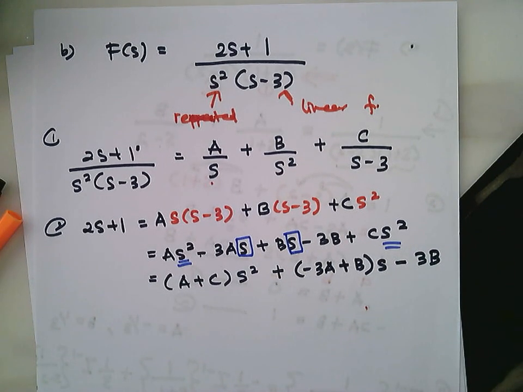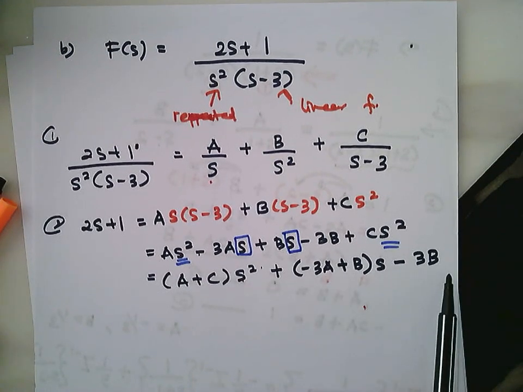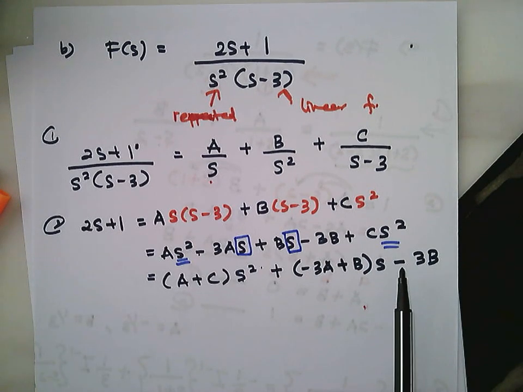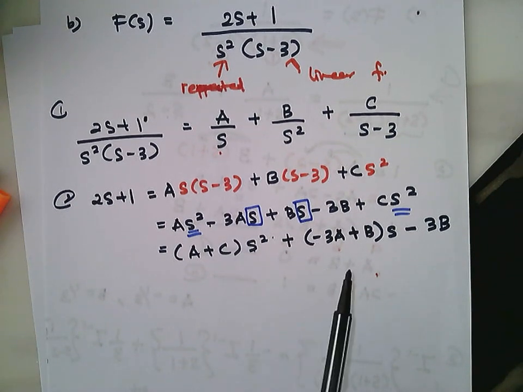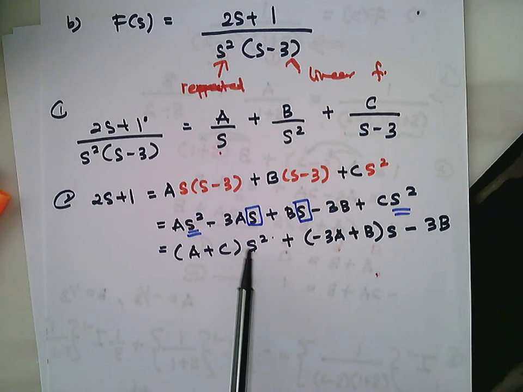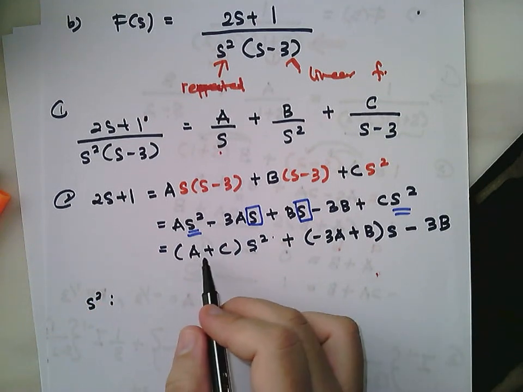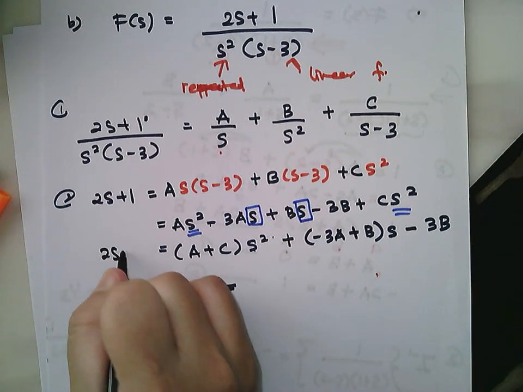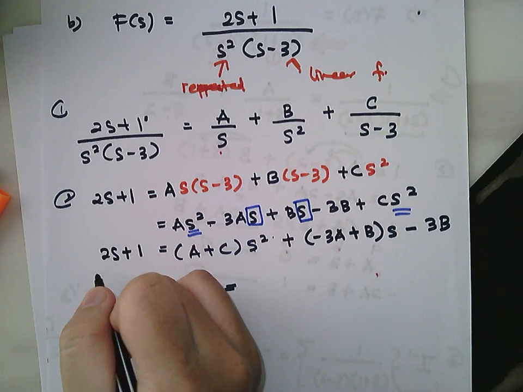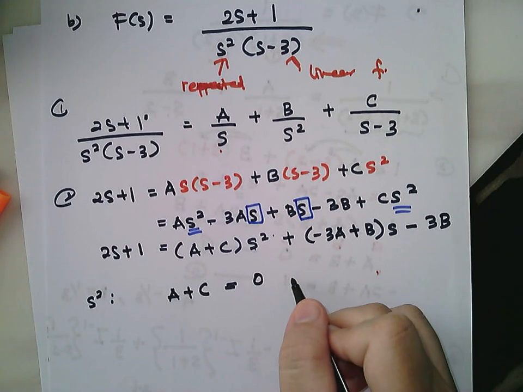Okay, so now we have already factorized according to s squared, s, and also the constant. Now form the equations. As you can see here, you are involved with three unknowns, so you must have three equations. What will be the first equation? The one with s squared. So a plus c is equal to, do you have any s squared on your left hand side? No. So that's why you have a plus c is equal to 0. So this is the first equation.